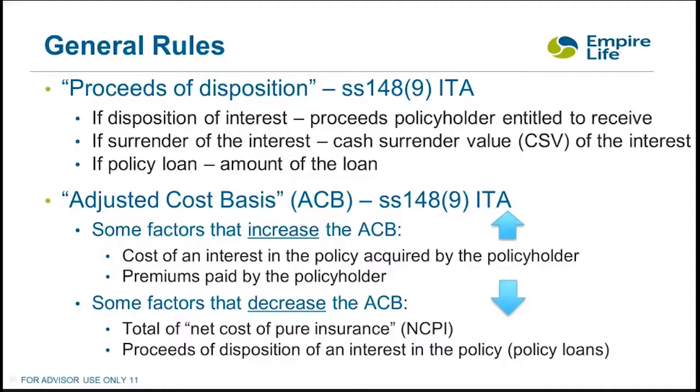Whereas some of the factors that decrease the ACB include the cumulative total of all amounts, each of which is the net cost of pure insurance, which is again defined in the Tax Act and the regulations, Regulation 308, and the proceeds of disposition of an interest in the policy, including policy loans.